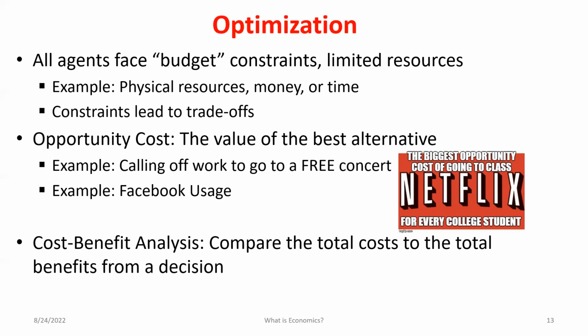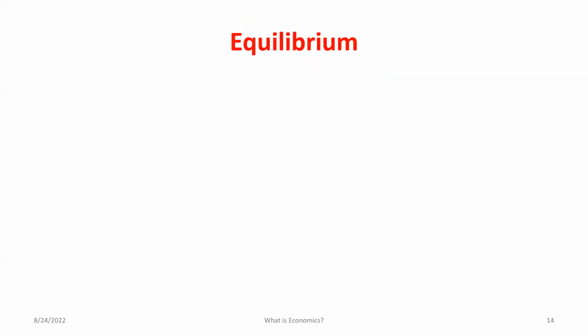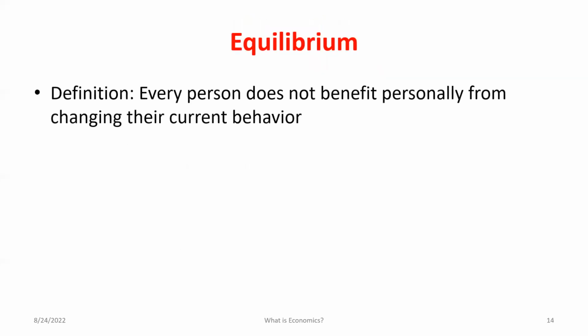Sometimes it's for a person, sometimes it's for a company. It looks a little bit different, but ultimately we're just trying to assess what the benefits and the costs are of different decisions. So equilibrium is going to be another term that we use. And this is basically that every person is benefiting the most from whatever their current behavior is, right?